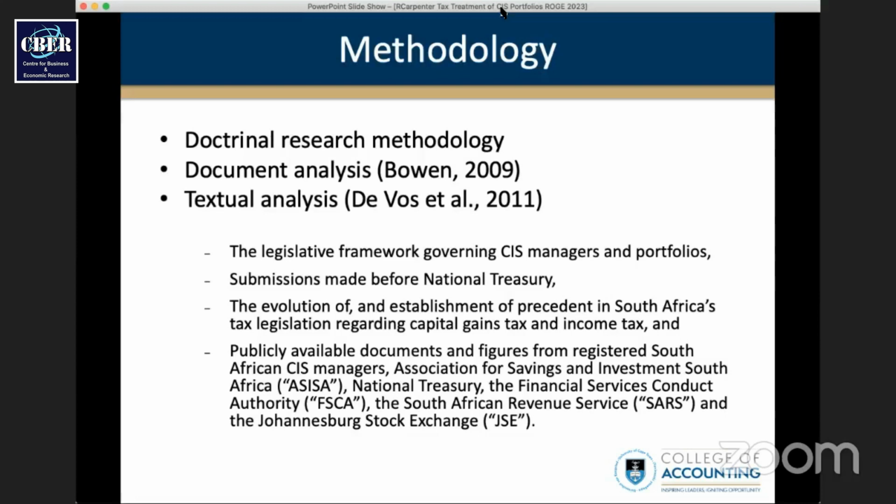In terms of our methodology, we use a doctrinal research methodology with document analysis and textual analysis. What we specifically looked at is we looked at the legislative framework governing the CIS managers and portfolios, submissions made before National Treasury. We looked at case law precedent from South Africa. And then we also looked at publicly available documents from CIS managers, from ASISA, National Treasury, the FSCA, SARS, as well as the JSE.